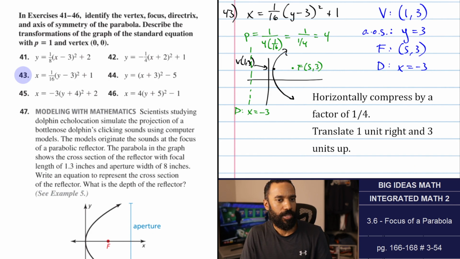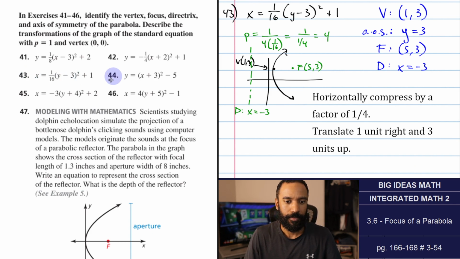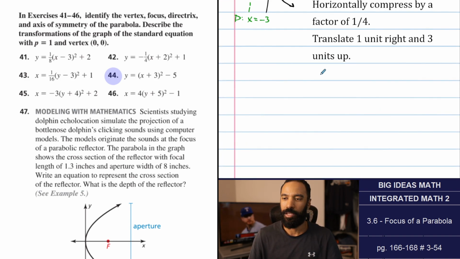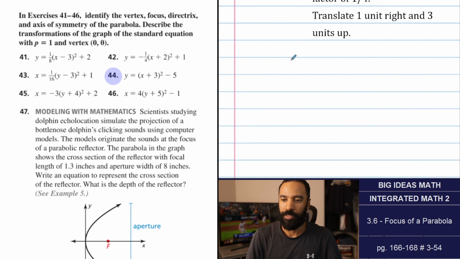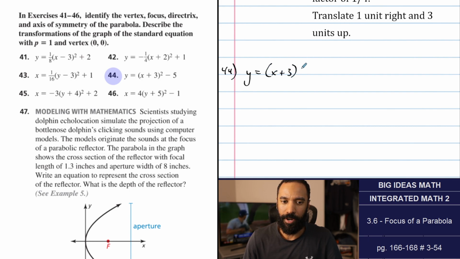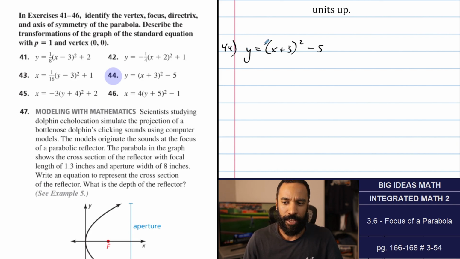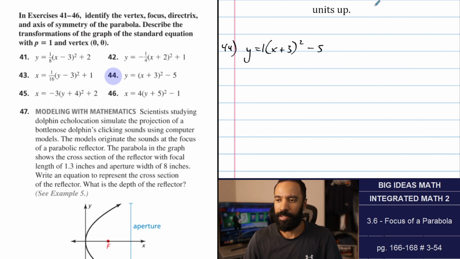There are those descriptions. Number 44: y equals, back to kind of a normal one, and then we have a couple x equals at the end. So y equals (x plus 3) quantity squared minus 5. You can't see the a value, but it would be a 1, so I'm going to go ahead and write that. Your vertex is at negative 3, negative 5.